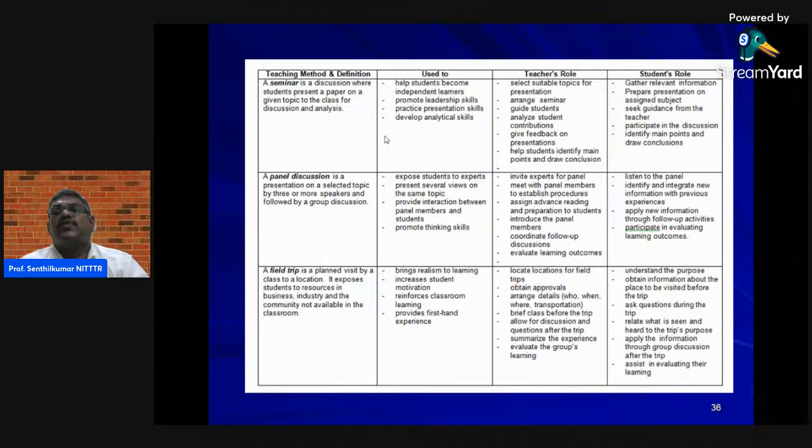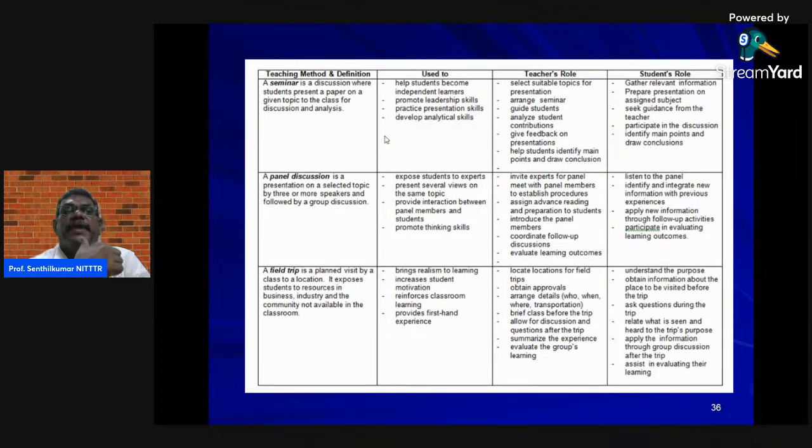Then what is the student's role? Gather relevant information, prepare a presentation on the assigned topic, seek guidance from the teacher, participate in the discussion, identify main points and draw a conclusion.